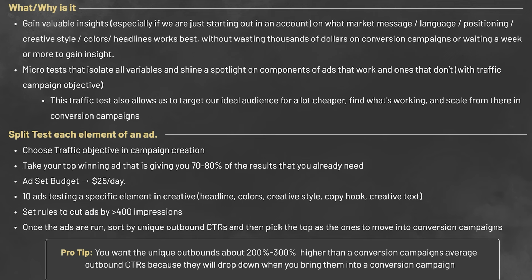So, example, if it was a 1% unique outbound click-through rate in your conversion campaign, in this traffic campaign test you're looking for a variation that is at least 2% or 3% or higher, okay? You're looking for exponential difference. A couple reasons for this. One, marginal differences can just be luck, right? But also, traffic campaigns by nature will get higher unique outbound click-through rates because you're optimizing for traffic. So Facebook is now looking for that. So it has to be exponential because when you bring it back into conversion later, it's going to go down, okay?